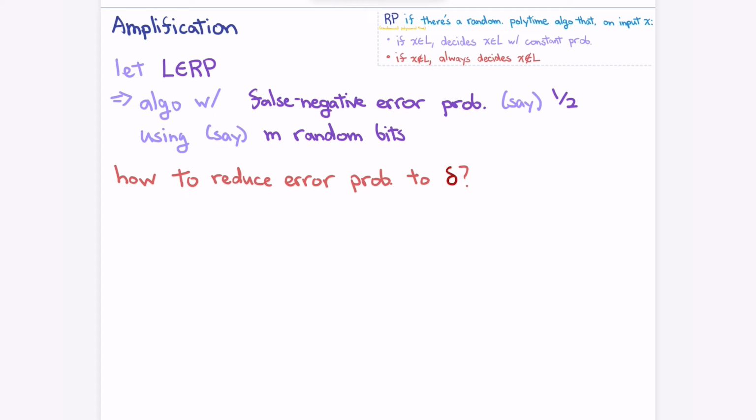Yeah, log 1 over delta times. So we just repeat, just like we did in the second lecture of class probably. Just run it and see if any of them say yes, right? It's one-sided error, so you just need one of them to say yes.